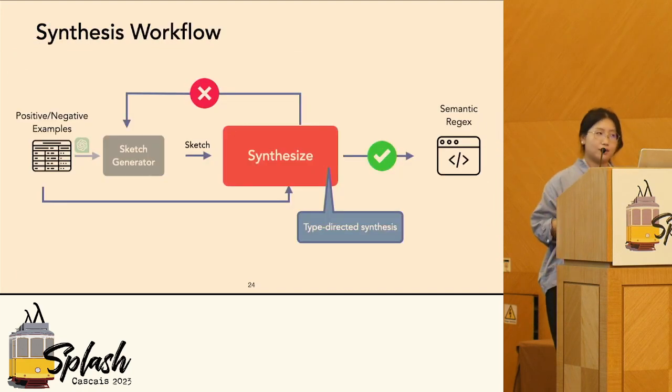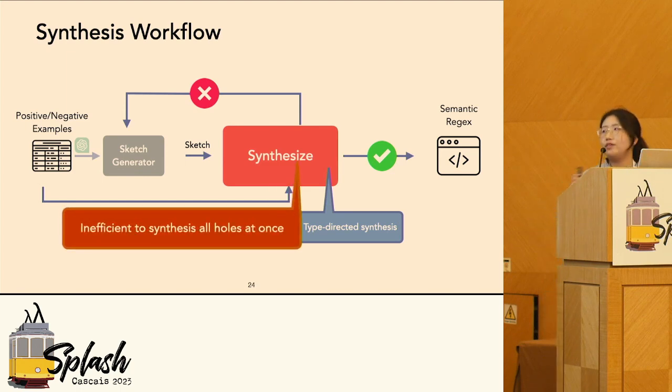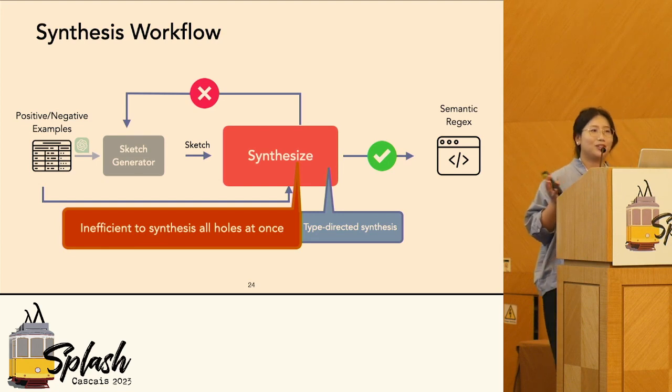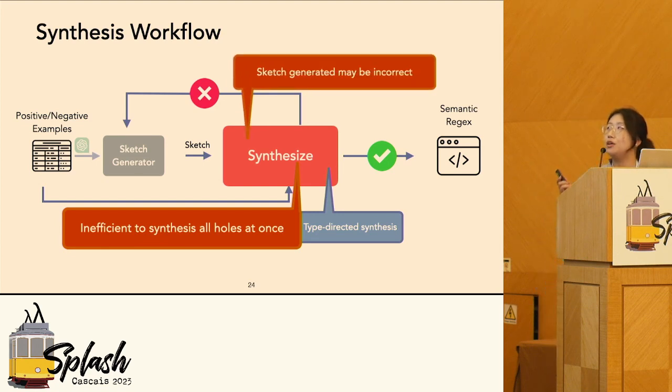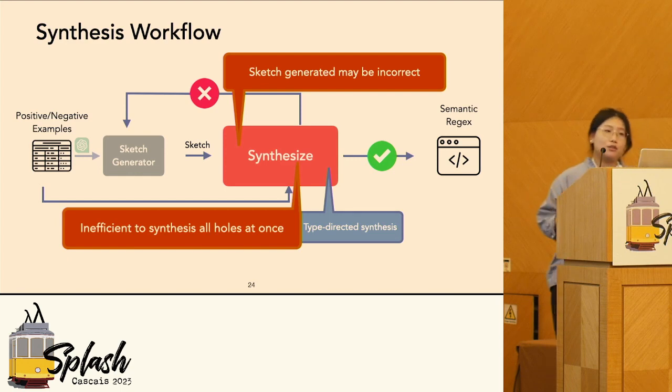Once we have the sketch, we have to synthesize from the sketch. As you can recall, every one of our holes is annotated with some semantic type, and apparently we can do type-directed synthesis here. However, there are two issues. First of all, since a lot of the time the structure of the string might be really large, we might have a lot of holes in our sketch, so it is very inefficient to synthesize all holes at once. And second, since our sketch is generated by the LLM, which has no guarantee that the sketch will actually lead to something meaningful, the generated sketch may be really incorrect.